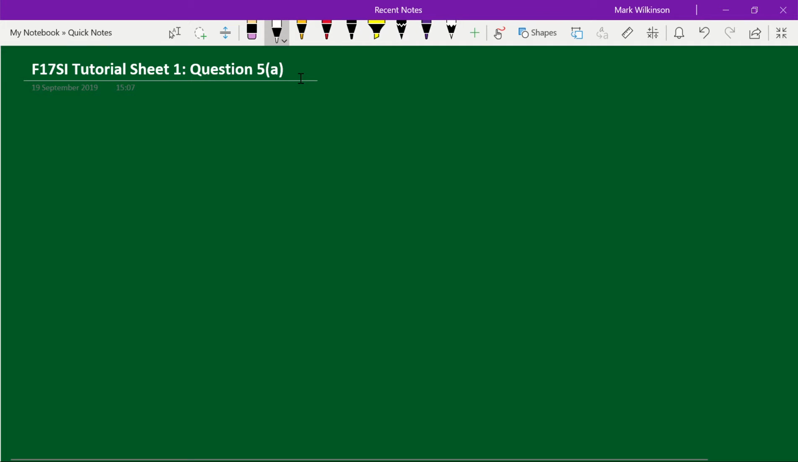Question 5a. We've been asked to multiply out the following expressions and then simplify them. So let's begin with question A. (x − 5)(x² − 2x + 7). The trusty arrow method should help us expand this and simplify.